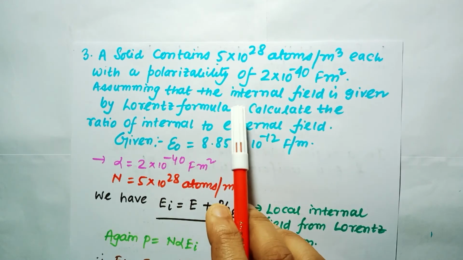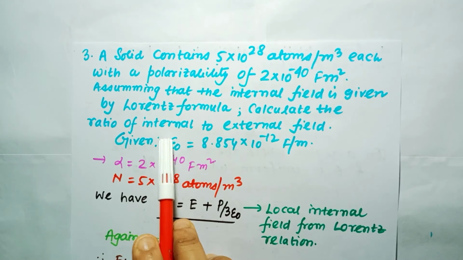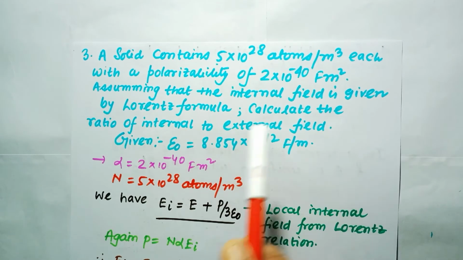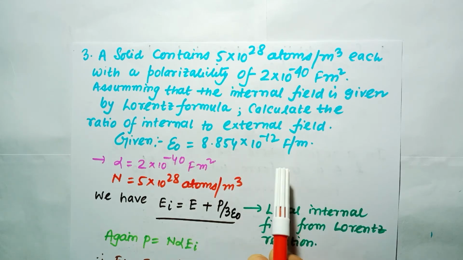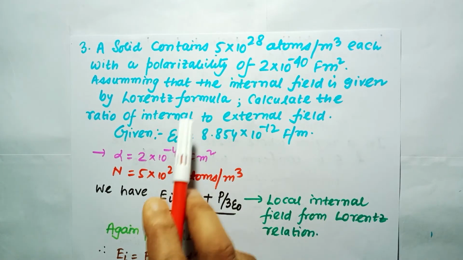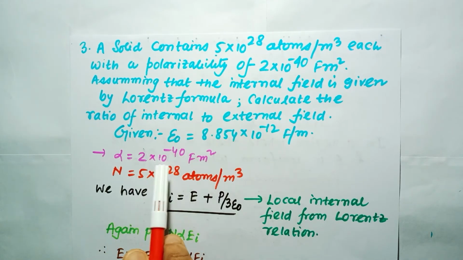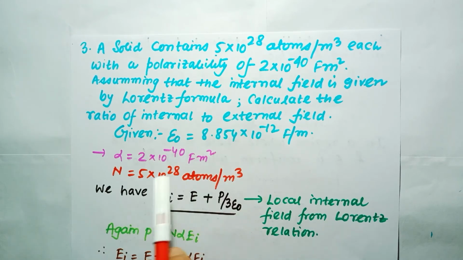Assuming that the internal field is given by the Lorentz formula, I need to calculate the ratio of the internal to the external field. So we have the value of epsilon naught equal to 8.854 times 10 to the minus 12 farad per meter, and this is the value of the atomic polarizability. It is written here, alpha is equal to 2 times 10 to the minus 40 farad times meter squared, and the charge density is 5 times 10 to the 28 atoms per meter cubed. This is the number density of the charge carriers.